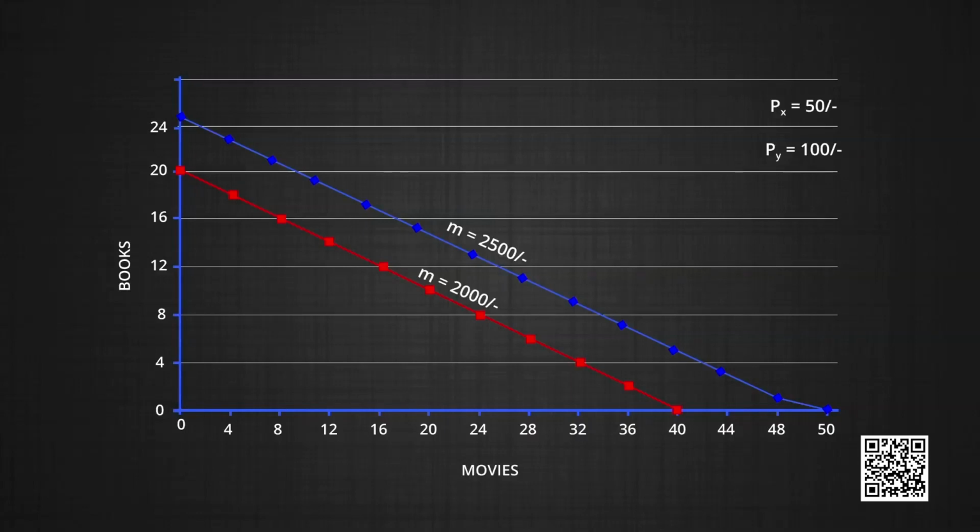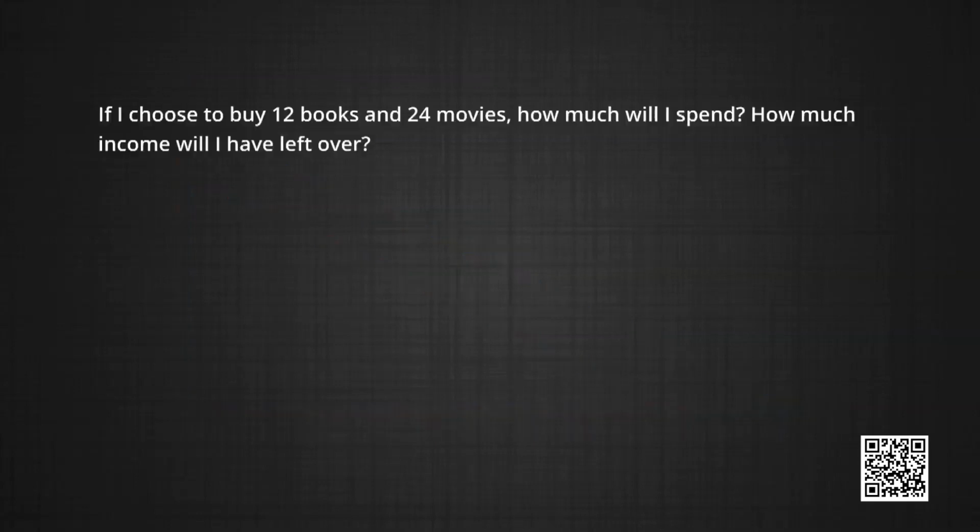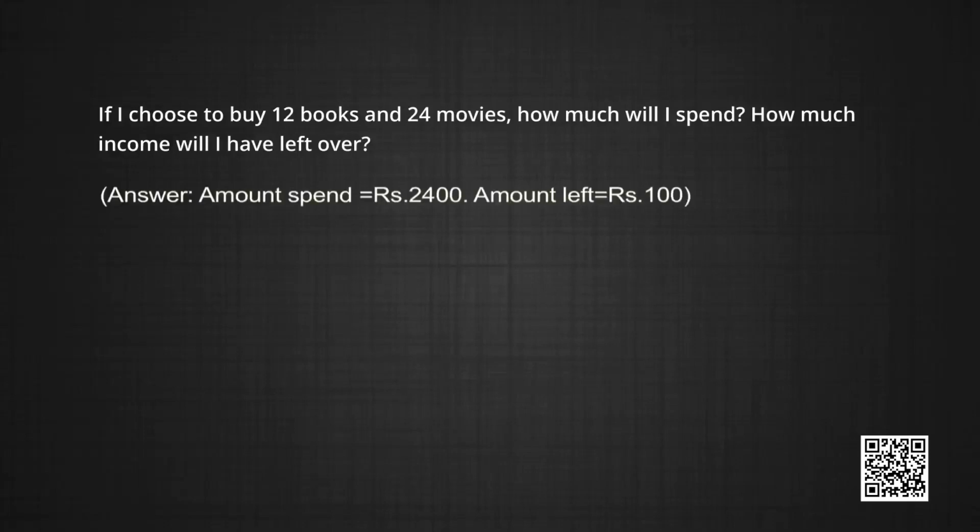She can afford to buy a bundle such as 12 books and 24 movies, which she could not have with her earlier income. If I choose to buy 12 books and 24 movies, how much will I spend? How much income will I have left over? Notice that I will spend 2,400 and I will have 100 rupees left over. So, although this point is not on my budget line, it is still on my budget set.